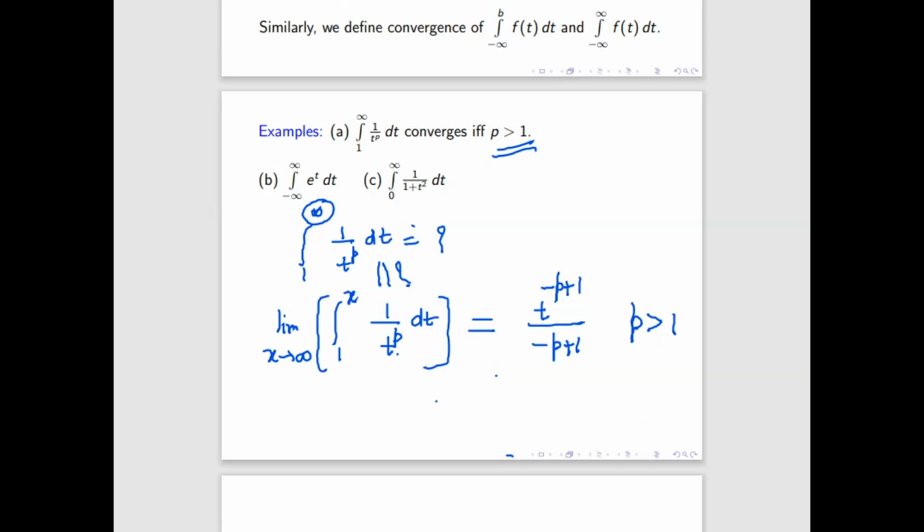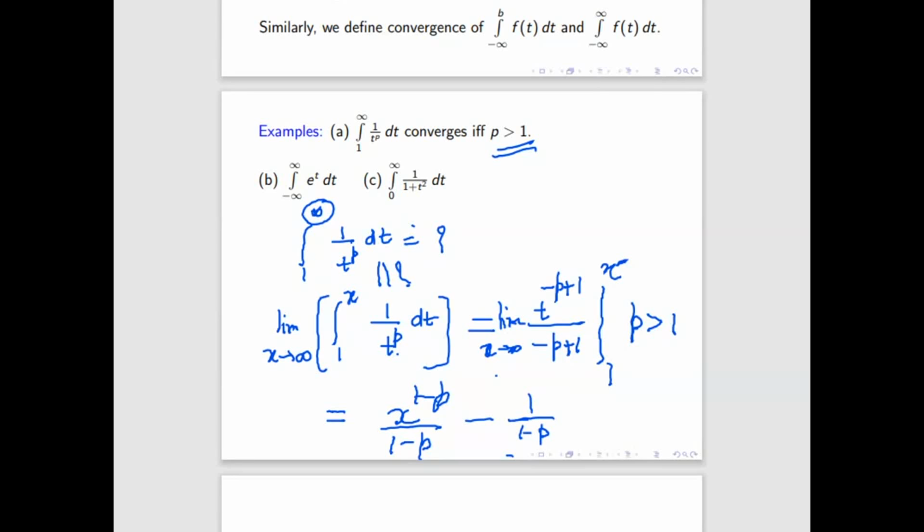Now for p greater than 1, we'll apply the limit 1 to x, and then we'll put x tending to infinity. So first we'll apply the upper limit and then the lower limit by the second fundamental theorem. Just apply the limit after integration. It will give the upper limit x to the power 1 minus p divided by 1 minus p, minus the lower limit, which gives 1 upon 1 minus p.